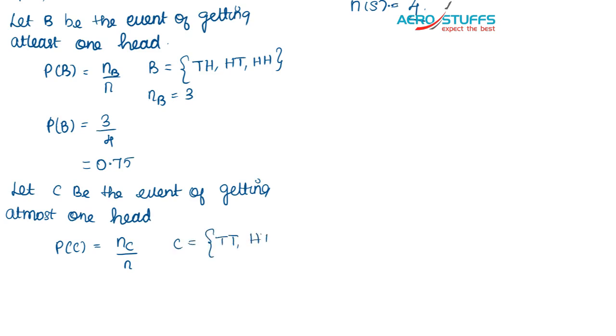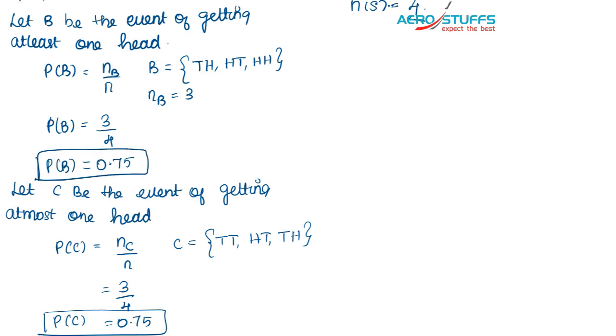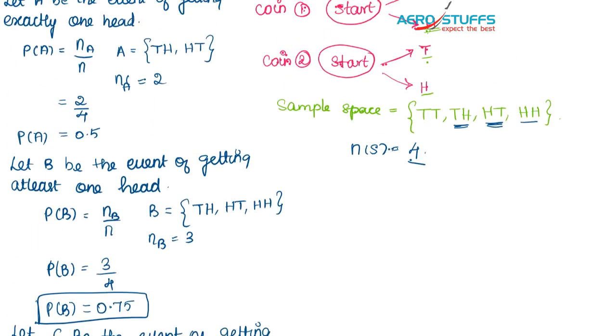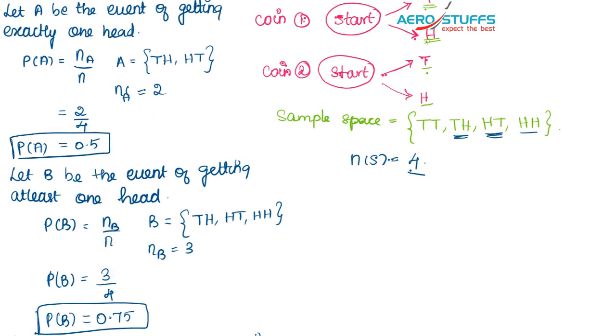So one head should be there. What are the options? Head tail and tail head. No head also you can include in this, so tail tail. N of C is 3. 3 by 4 is equal to 0.75. This is the answer. I hope you are clear with this at least and at most. Again I repeat, I insist on the words at least and at most because these two are very important words in probability.